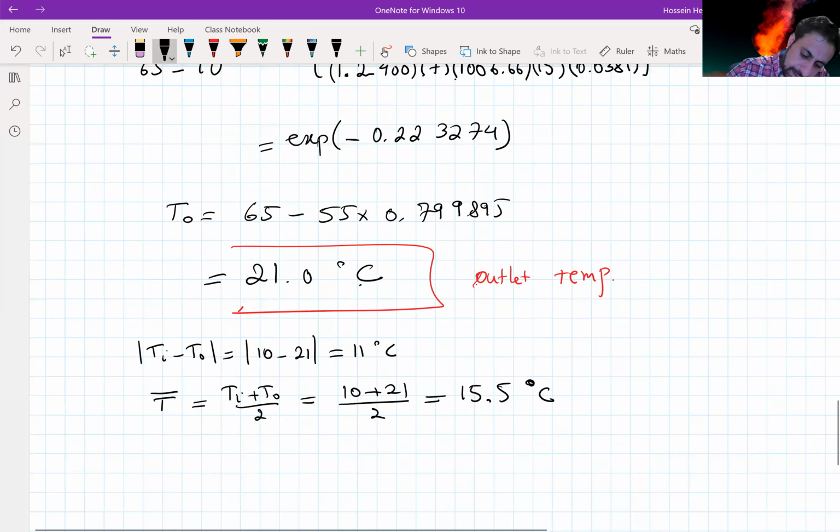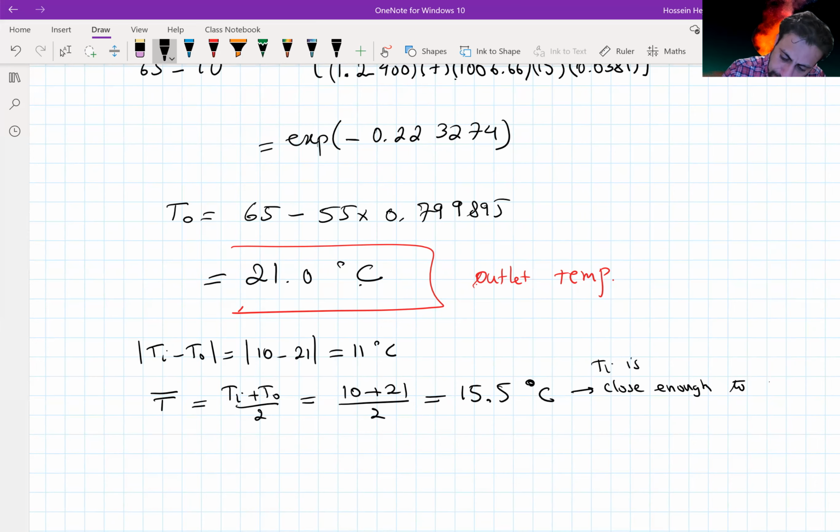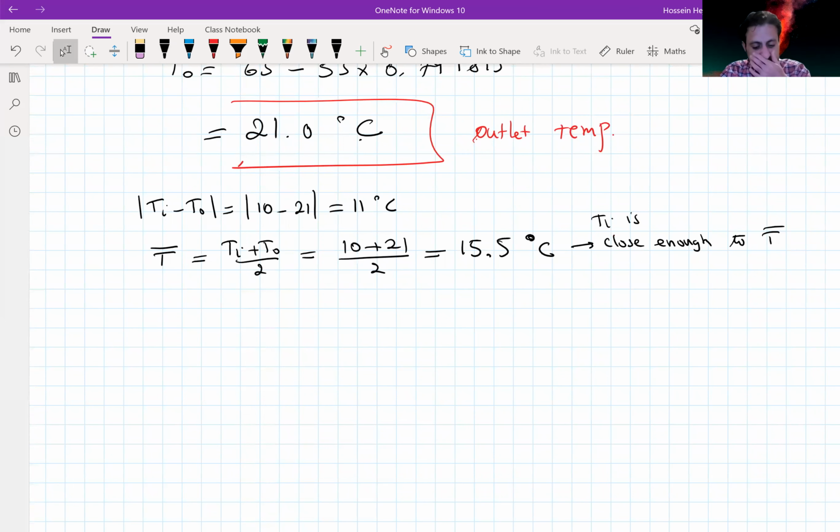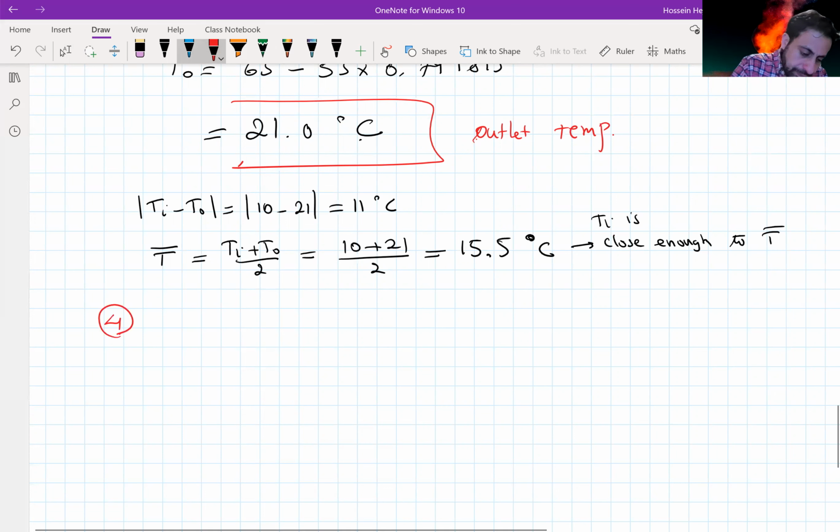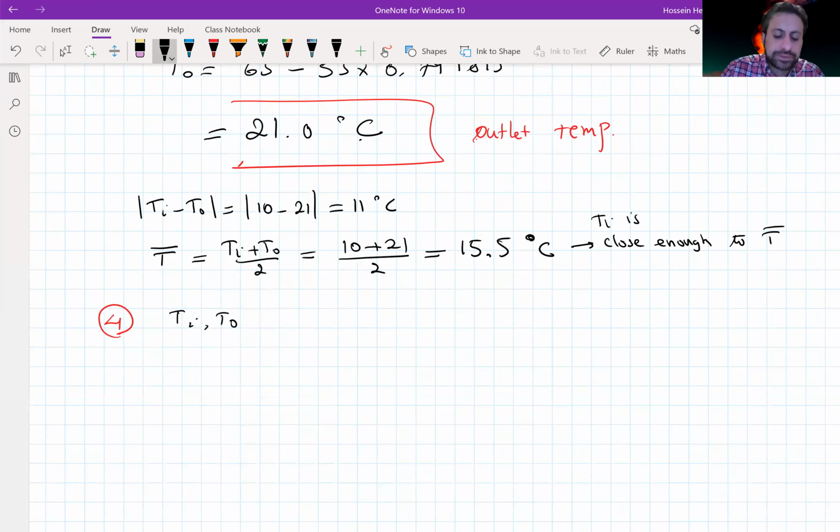So I'm going to say Ti is close enough to this T average. So assuming that the properties do not change, or a little change is okay, evaluating properties at the inlet temperature is okay. Now, the next step, having Ti and To, we need to find what is the average temperature difference between the tube bank and the flowing air through the tube bank.